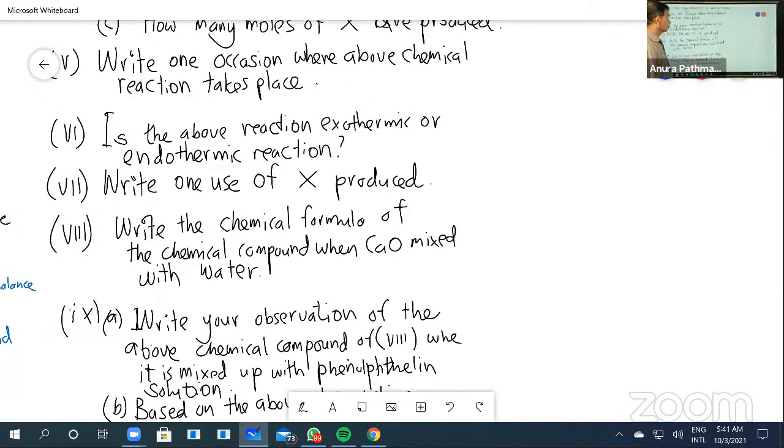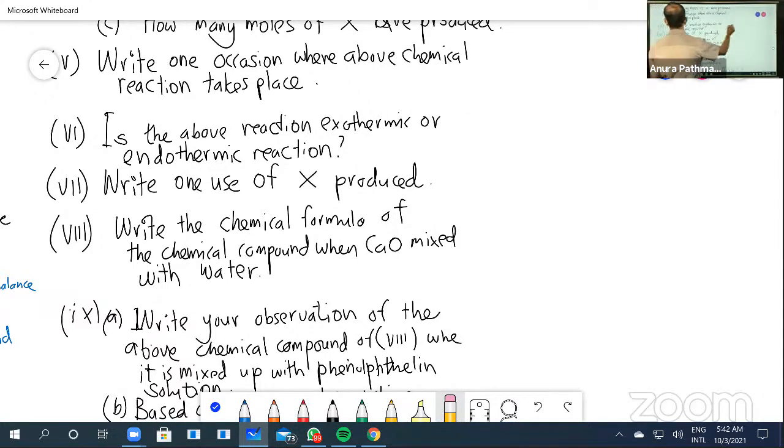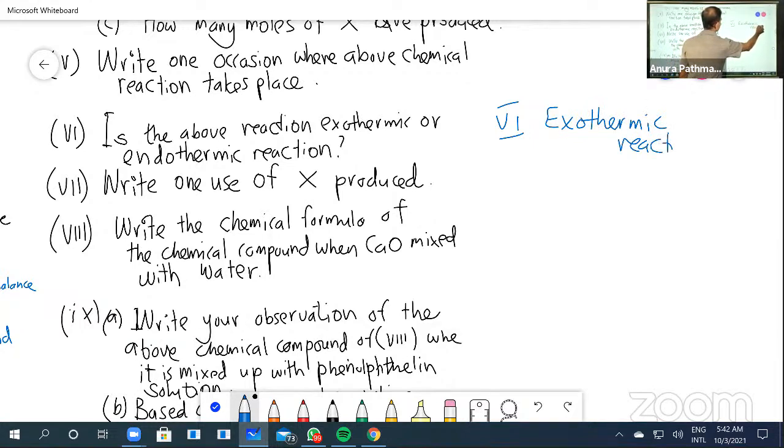It releases heat energy. Is it an endothermic reaction or an exothermic reaction? Your answer? Exothermic. It's an exothermic reaction. Again, exothermic. Exothermic reaction. Am I correct? Grade 11s, yes sir. You know that, Grade 10s will be learning it in Grade 11.